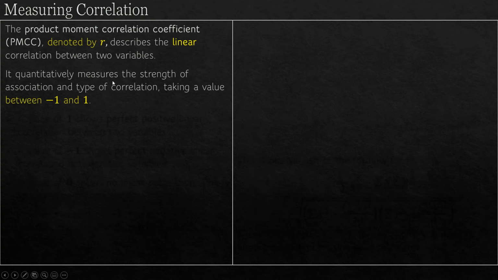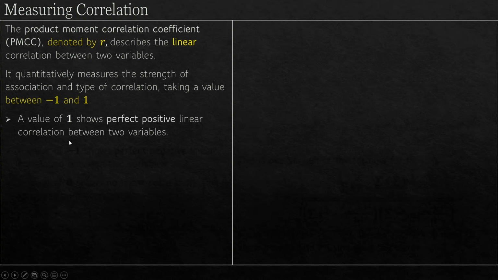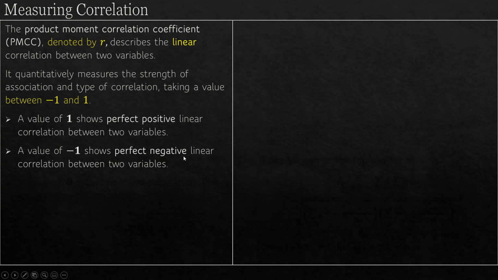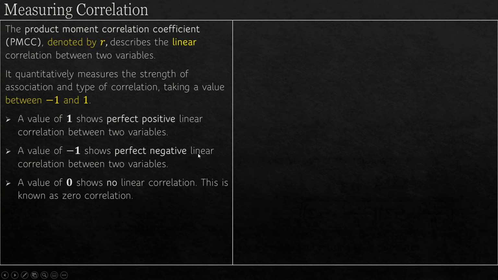It quantitatively measures the strength of association and the type of correlation, and it takes a value between 1 and -1. So it gives you a number between 1 and -1. A value of +1 would tell us that the two variables have perfect positive linear correlation. Again, that word linear, don't just say perfect correlation, we need to say what type of correlation. A value of -1 shows perfect negative linear correlation, and a value of 0 shows absolutely no linear correlation.